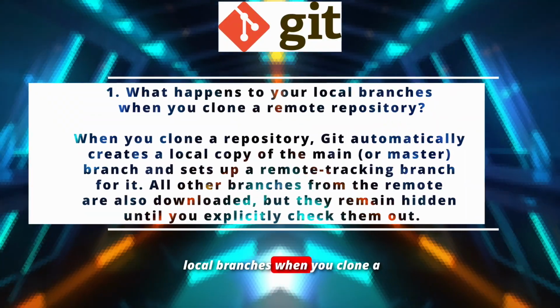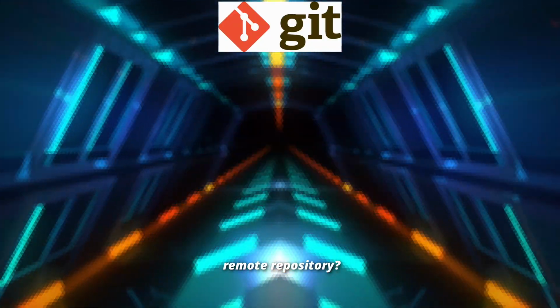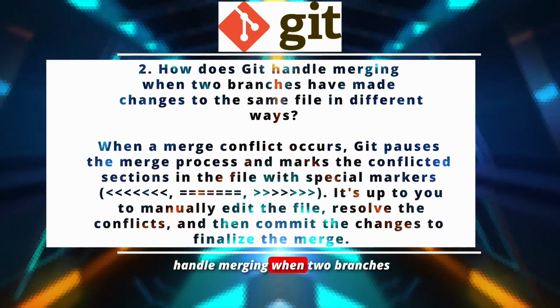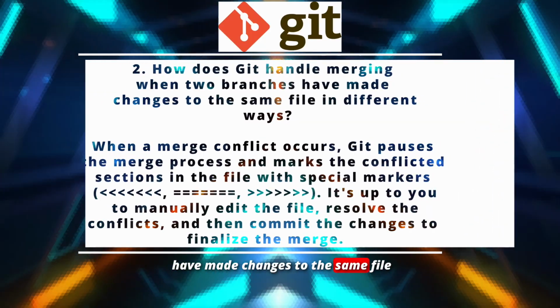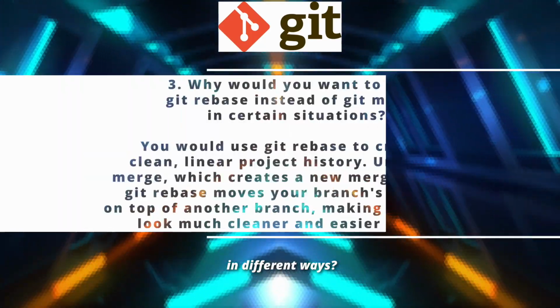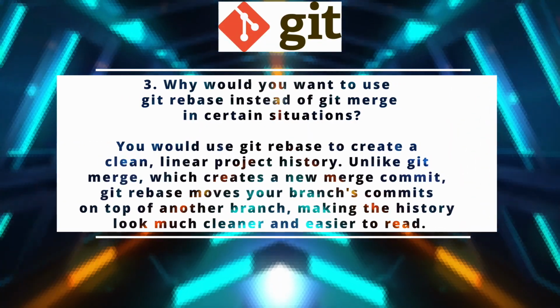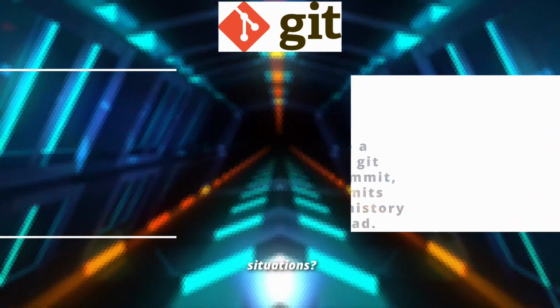Local branches when you clone a remote repository. How does Git handle merging when 2 branches have made changes to the same file in different ways? Why would you want to use Git rebase instead of Git merge in certain situations?